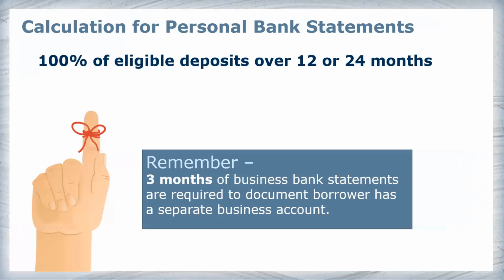And remember, if the borrower has both personal and business bank statements, 12 to 24 months of consecutive personal bank statements are required, and an additional 3 months of business bank statements to document the separate account. And if you have those, then we will use 100% of eligible deposits as qualifying income based on either the 12 or the 24-month bank statement.